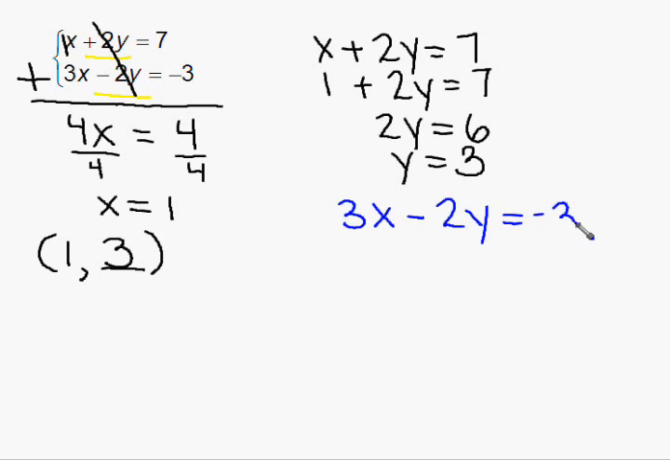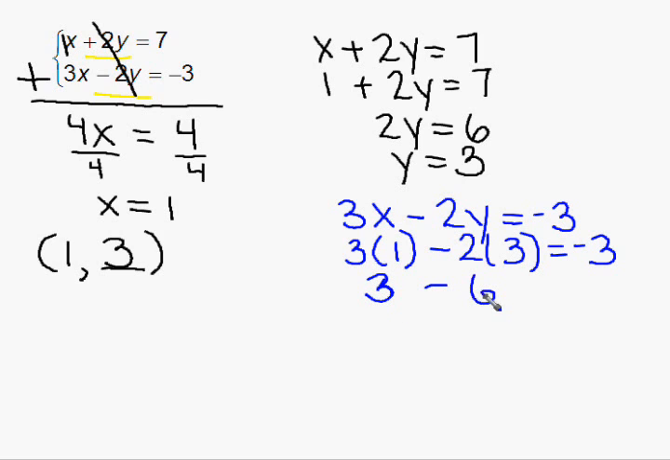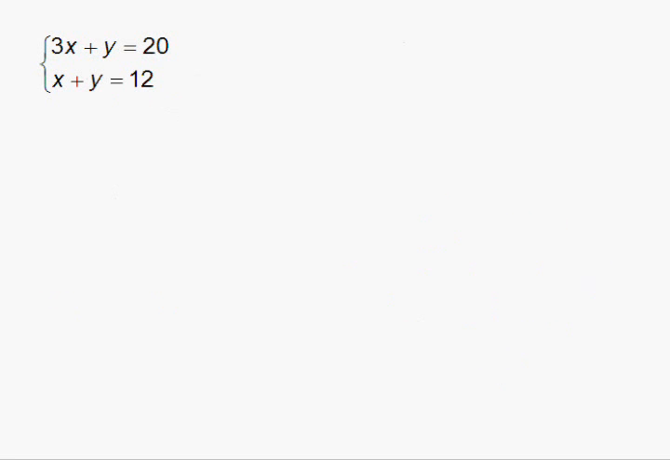So it appears like our point of intersection is (1, 3). But we could use the second equation to test that. Let's see if plugging this ordered pair works in the second equation as well. 3x minus 2y is equal to negative 3. Let's substitute 1 in for x and 3 in for y. So that gives us 3 minus 6 equals negative 3. And since negative 3 equals negative 3 is a true statement, our ordered pair does satisfy both equations and is therefore the solution to our system.